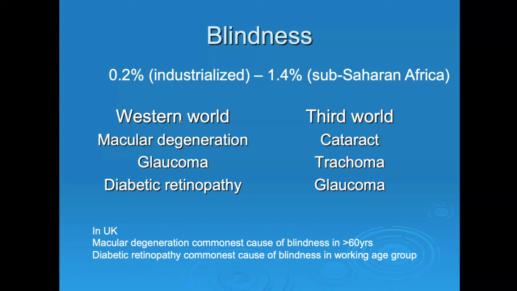So to summarise visual impairing diseases, it's important to remember that blindness in modern westernized countries is rare. Only about 2 in 1,000 people in this country have visual impairment, mainly due to macular degeneration, but also due to glaucoma and diabetes. In the developing world, almost 1.5% of the population can be considered blind, and the main cause is cataract, but also trachoma and glaucoma are significant contributing diseases to this burden of blindness.